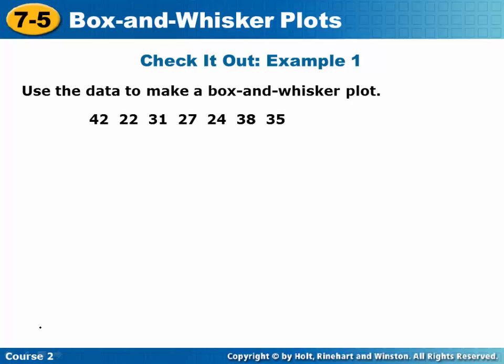Remember, the first thing you have to do is put your data in order. Then you find the 5 data points that we're looking for. You find the low and the high. Then you find the median, which is your middle value. And since this is an odd set of data, it will be part of your data.